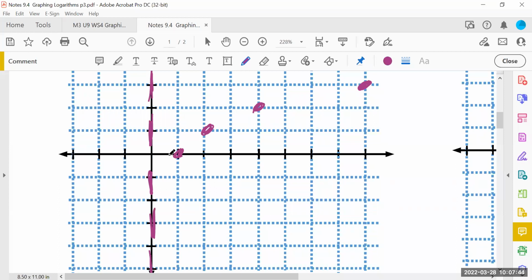Now, what about right here between my asymptote and my first point? What's happening there? If I put in 1/2 for x, 2 to what power gives me 1/2? The -1 power gives me 1/2. What about 1/4? Log base 2 of 1/4 would be a -2 exponent. So my y values start going down. I get negatives as I put in smaller and smaller fractions that are powers of 2. So my graph looks like this. It's going to go right along. Let's use a different color to make it real obvious here.